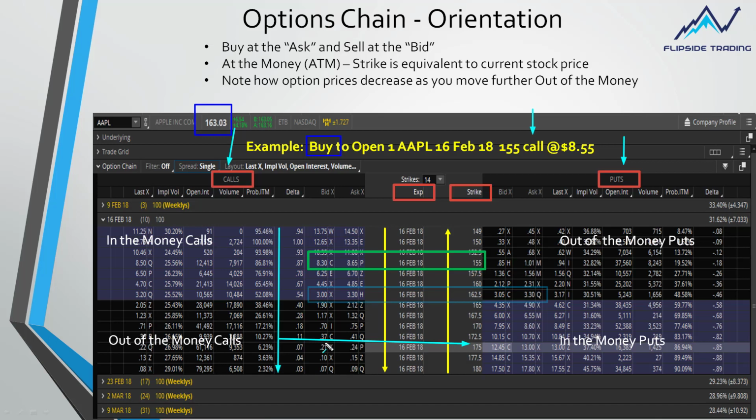So here's what we do, just to recap. We know we're going to buy. We know it's going to be between the bid and the ask. We know it's the February 16 expiration, we have it here. We know it's the 155 call. All we're going to do is click on this, and it's going to provide us an options order, which we'll look at in a second.